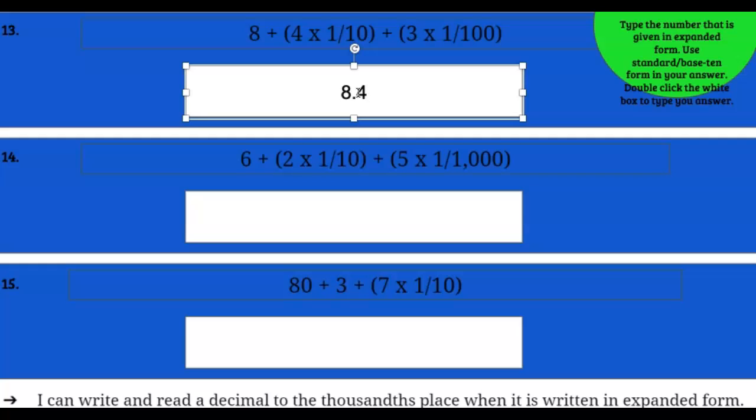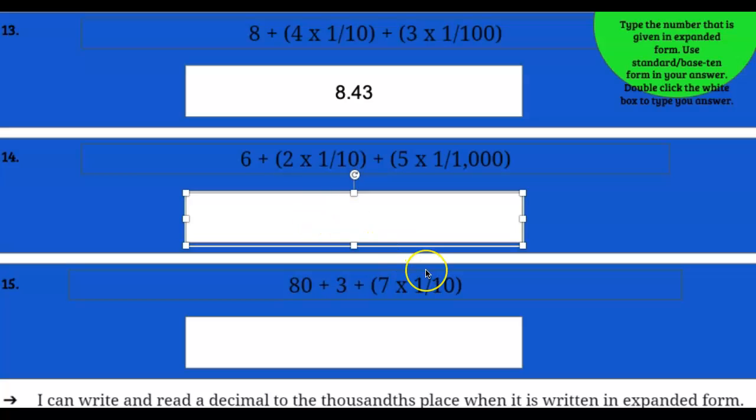3 times 1/100ths. I know that my 3, the digit 3, has to be in the hundredths place. So this is my final answer. This is my standard form. 8 and 43 hundredths.